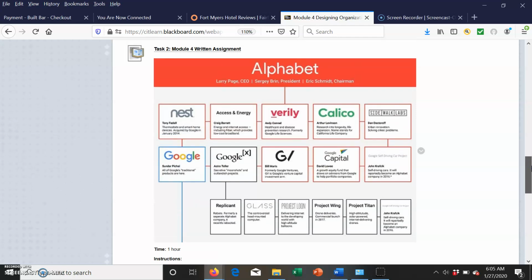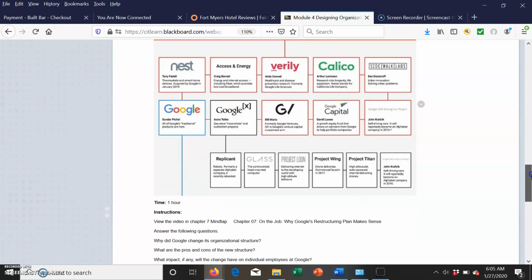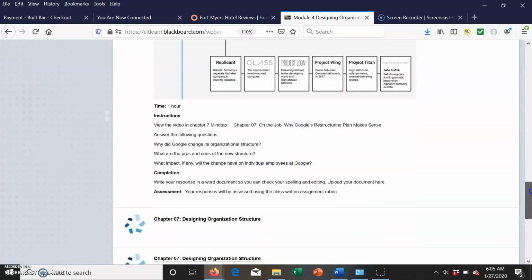So the second assignment, the written assignment here, as you're looking at a video in MindTap about the restructuring of what was Google, now is Alphabet. They've recently been in the news for changing the leadership. The initial owners, founders are stepping back, but that's a different video. So this is in chapter 7 in MindTap, why Google's restructuring plan makes sense.